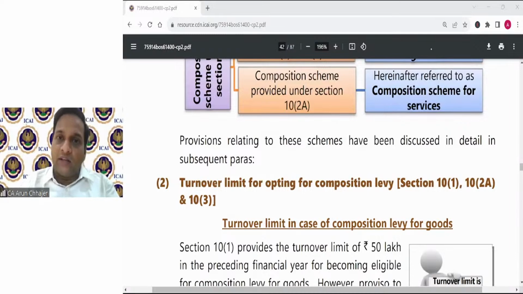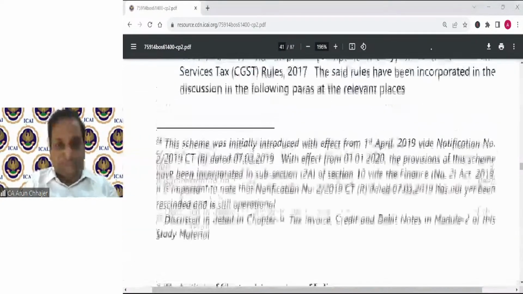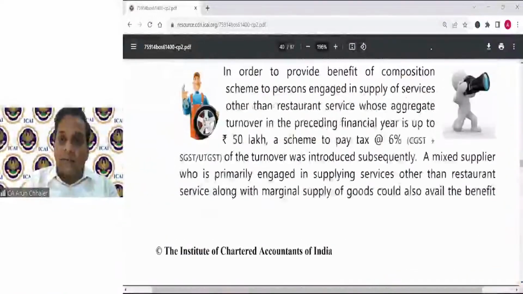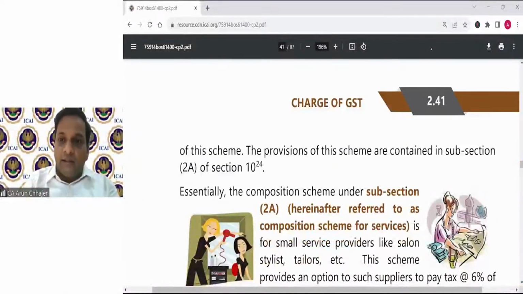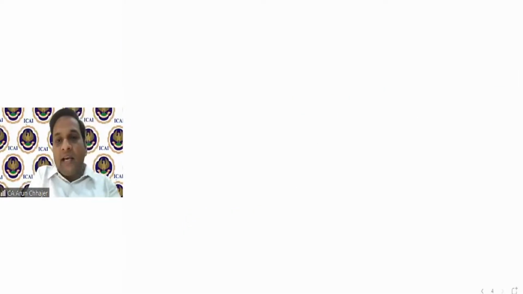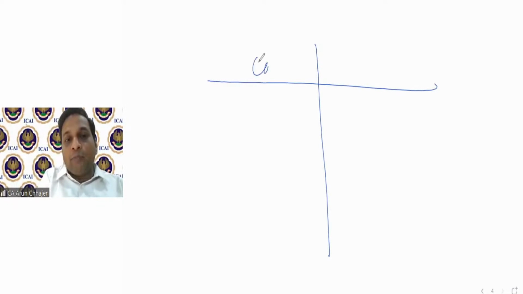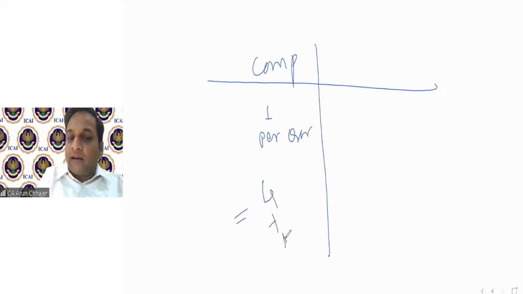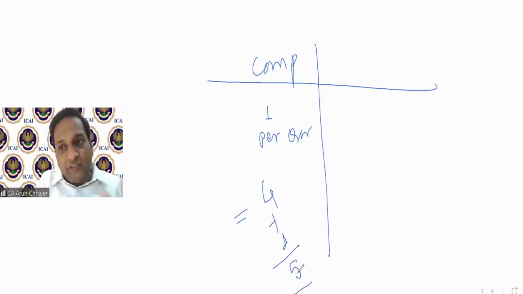What is the biggest advantage? The advantage is that there would be lesser compliances. Initially, when the GST was introduced, composition category taxpayers had to file one return per quarter. It means a total of 4 returns plus 1 annual return. So initially it was only 5 returns.